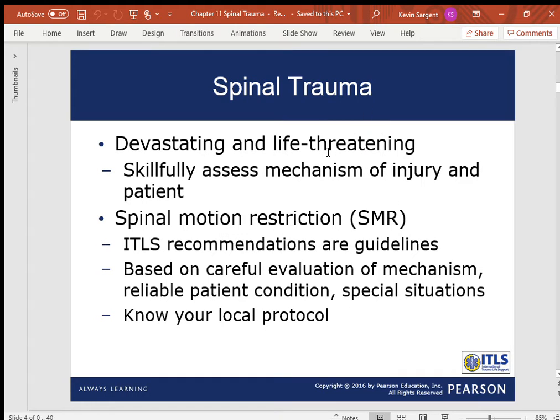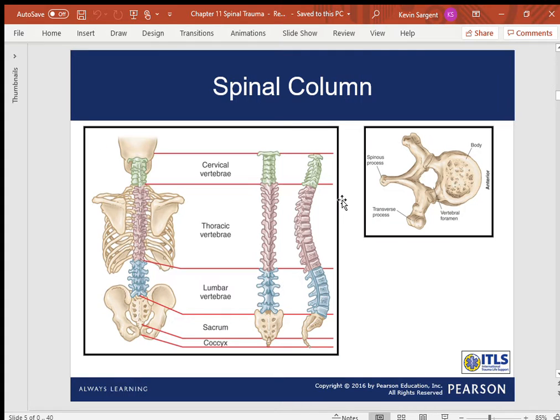Okay, spinal trauma, very devastating, life-threatening. You need to assess these patients because obviously our assessment base is what we do in the field. And we need to determine what course of action would be best suited for the safety of the patient without exacerbating further issues.